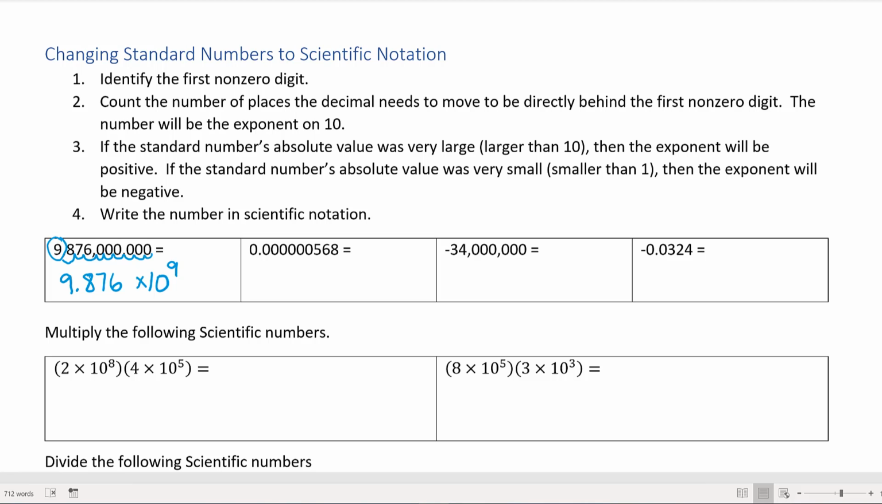So let's do the next example. I want my new decimal to be right between the 5 and the 6, because the 5 is, step 1, the first non-zero digit.